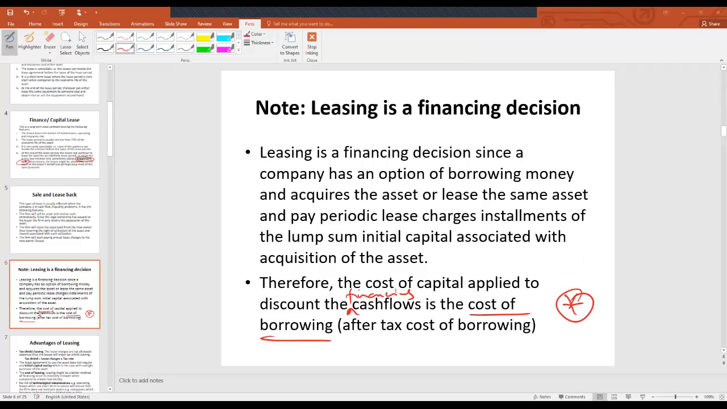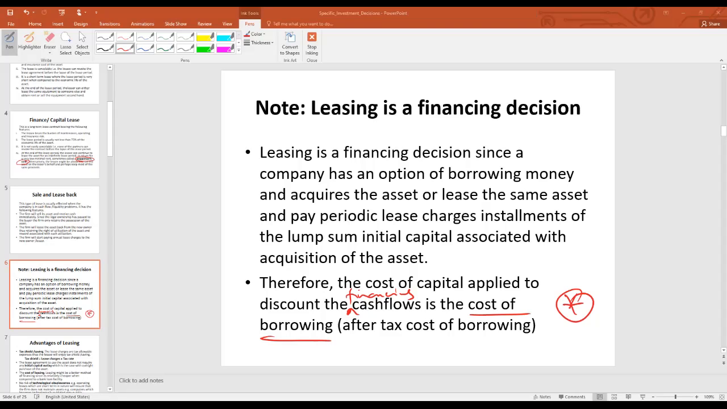But this is a financing decision, which implies we are going to be financing the acquisition through a bank loan. Therefore, the relevant discounting rate is the after-tax cost of borrowing. Because you may be having two discount rates, as we shall see in some of the questions. So which one do you apply? If you're discounting the financing cash flow, we use the cost of borrowing as our discounting rate.